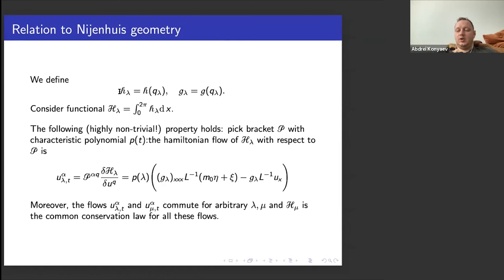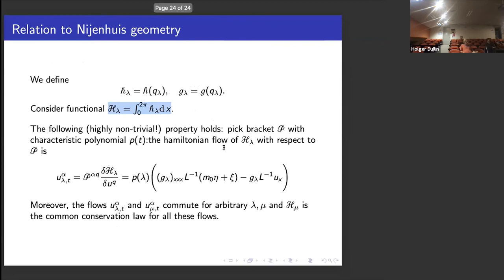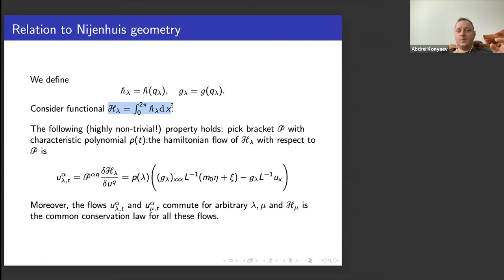You also get the following formal functional, its density is a series, right? And now we see that the relation we obtain here is very, very interesting. If you take any bracket like the one we've constructed here with a polynomial, and you try to calculate the Hamiltonian flow of this functional, you substitute it, what you get is the following formula. Okay, look, here it is.